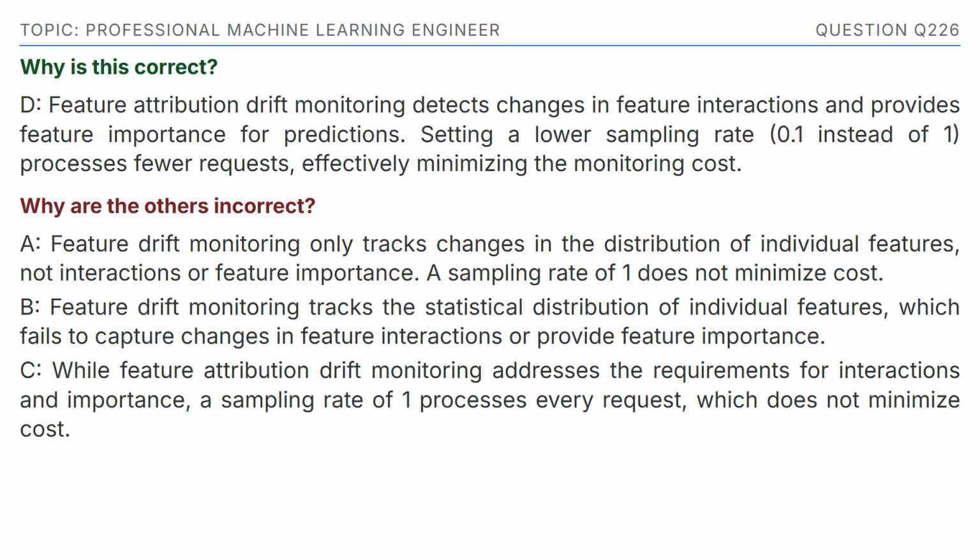Why are the others incorrect? A. Feature drift monitoring only tracks changes in the distribution of individual features, not interactions or feature importance. A sampling rate of 1 does not minimize cost. B. Feature drift monitoring tracks the statistical distribution of individual features, which fails to capture changes in feature interactions or provide feature importance. C. While feature attribution drift monitoring addresses the requirements for interactions and importance, a sampling rate of 1 processes every request, which does not minimize cost.